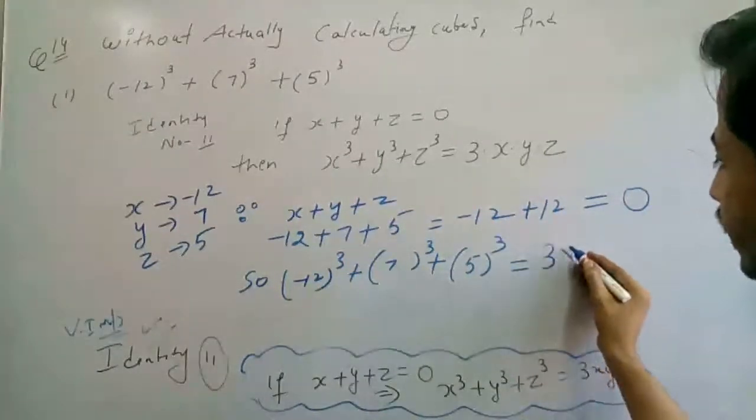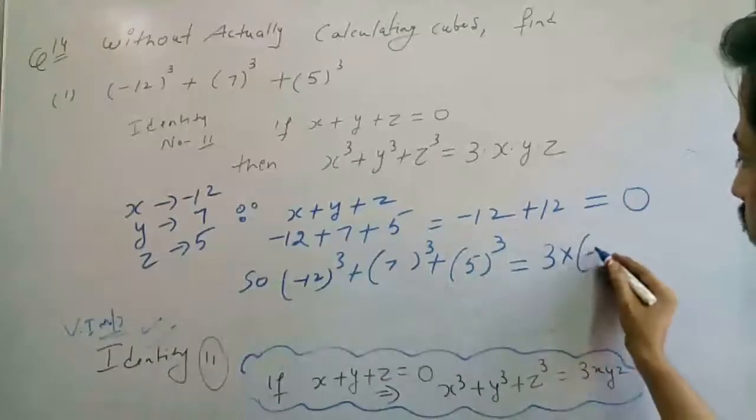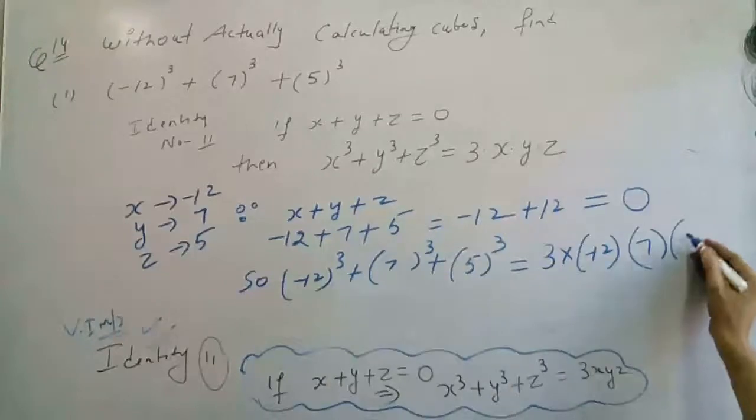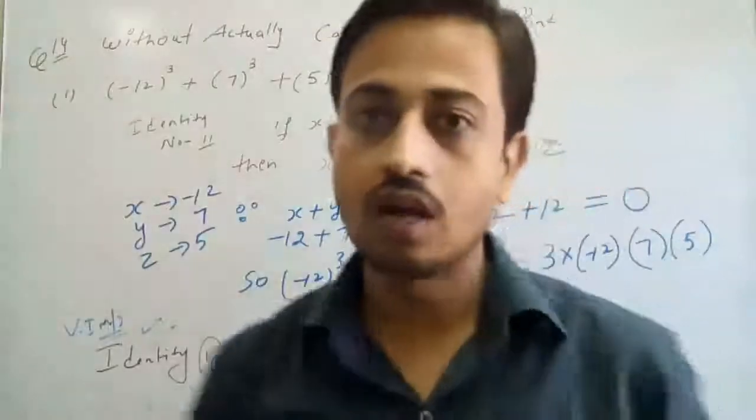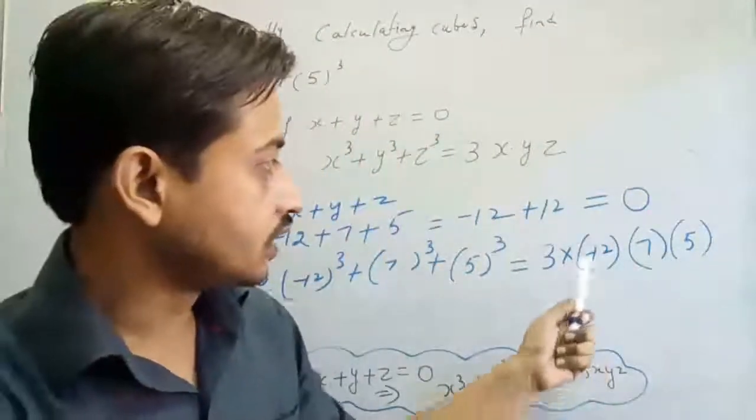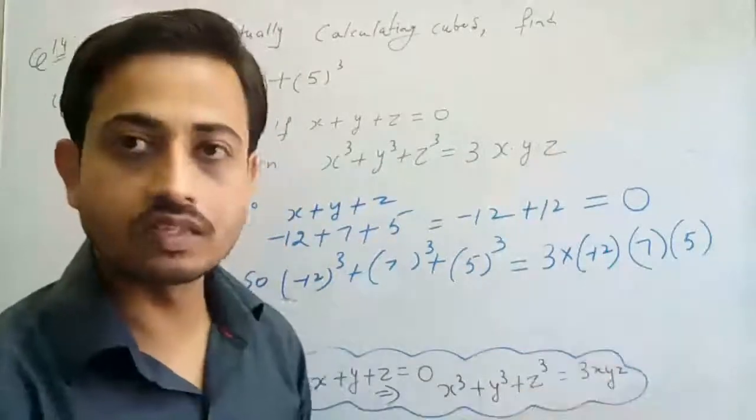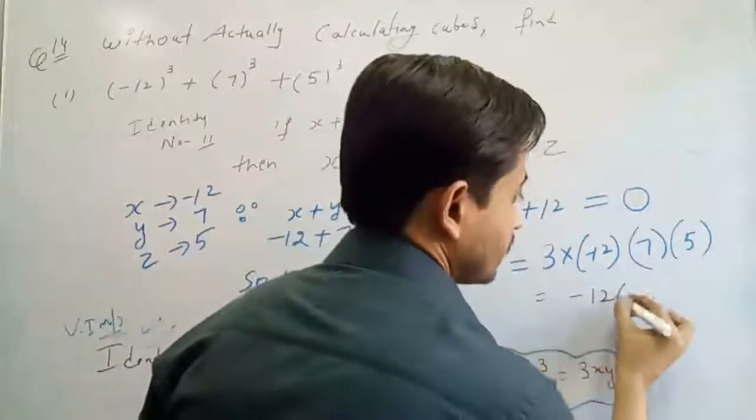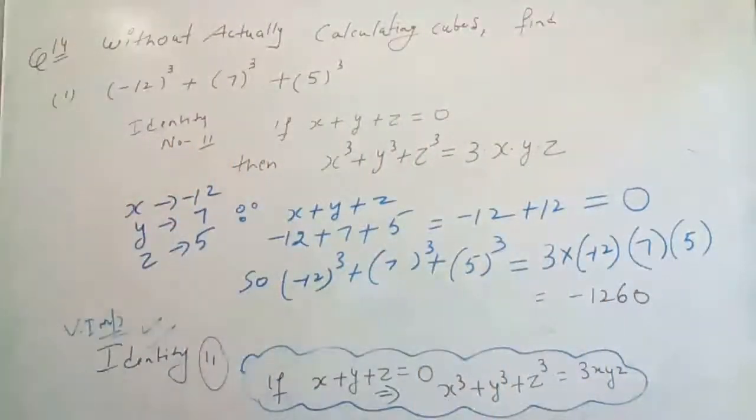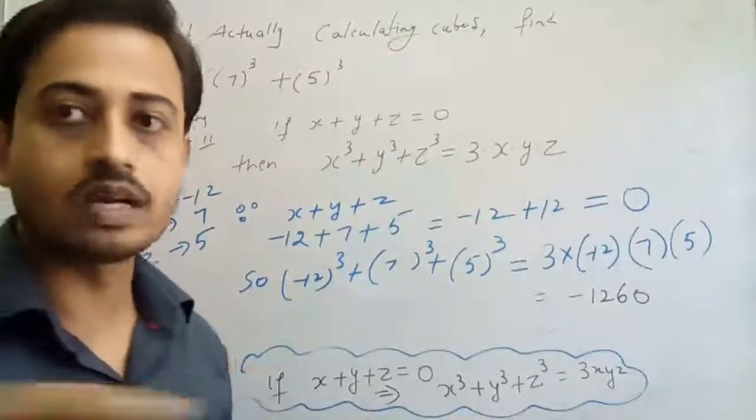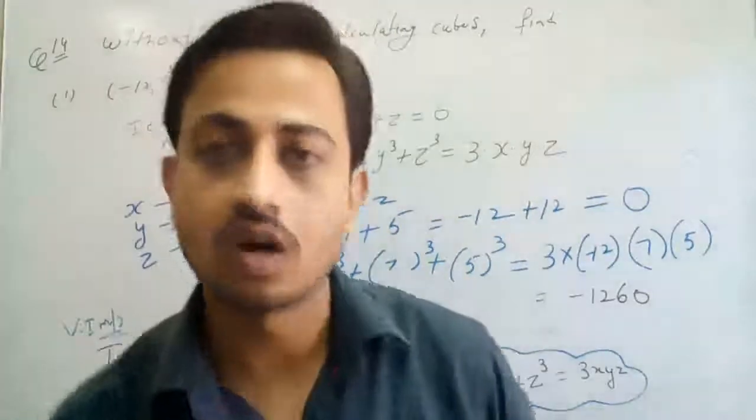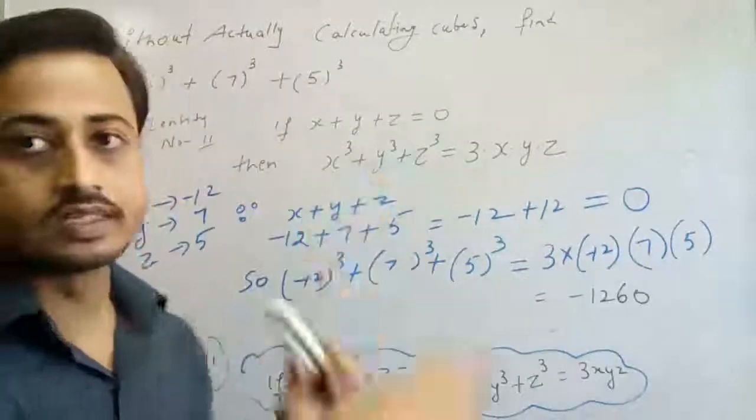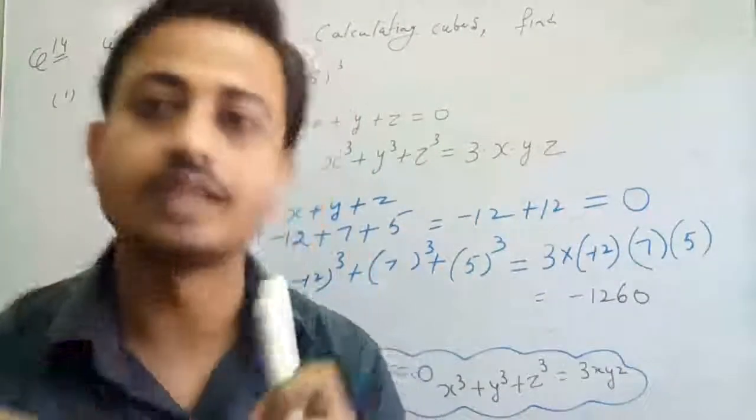So 3 into x. x is minus 12. y is 7. And z is 5. Now do multiply. 3 into 12, 36 into 35. I think you will get 1260 answer. Minus 1260. Please make a check. Please note it. I am going to check the answer. So our answer is correct. So please make a note. Then I will do the next part. It is very similar.